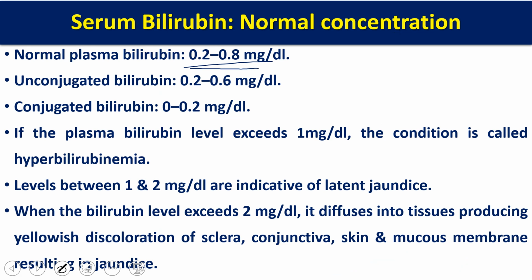to different portions of the body, like skin, sclera, conjunctiva, and mucous membranes. So this is ultimately what we call jaundice. Jaundice is not a disease; it is a kind of symptom where bilirubin is increased in the secretions, and that normally gives a yellowish color to different portions of our body.